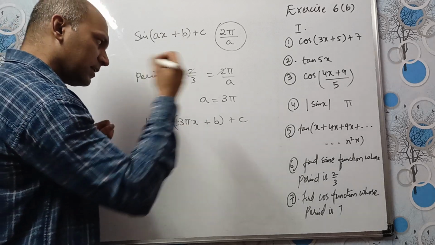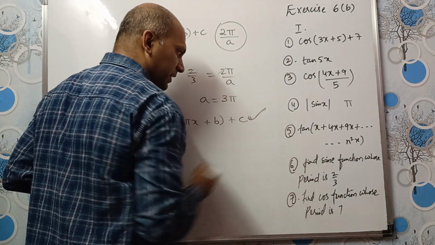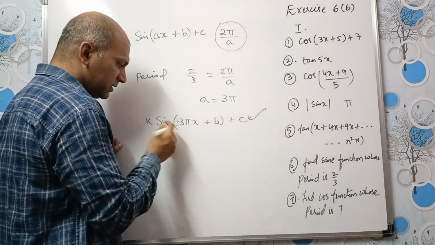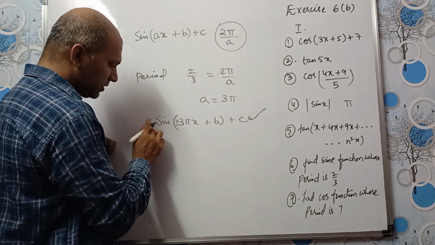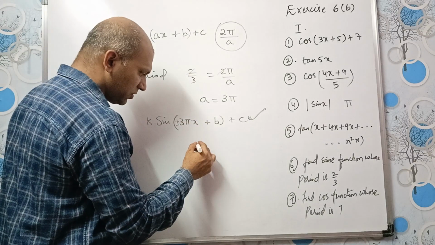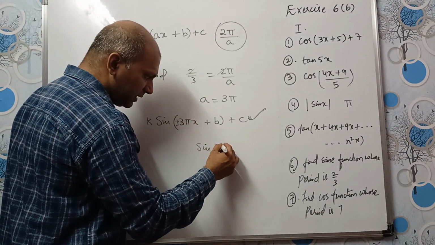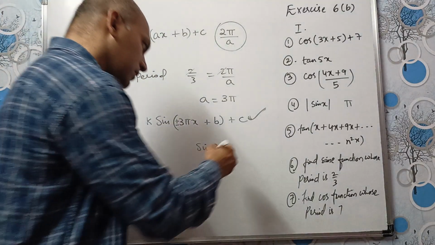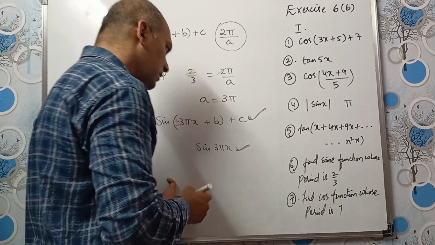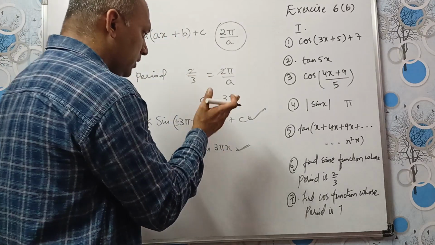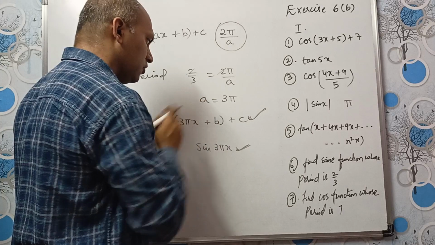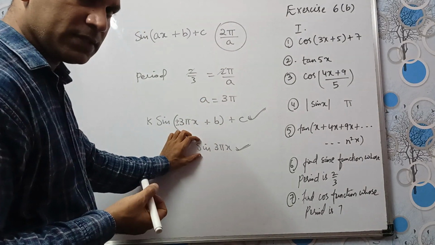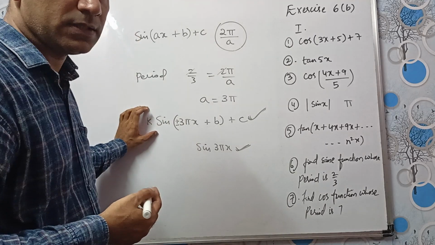This is the correct form of the answer, but in the IB textbook, the intermediate textbook, the answer is only sine 3 pi x. This constant, this b and this c, is not given. Even the plus minus sign is not given. This is also correct. But the actual thing should be this. I hope you are understanding what I am trying to say. If you write this, you will get the marks. If you write this also, you will get the marks.